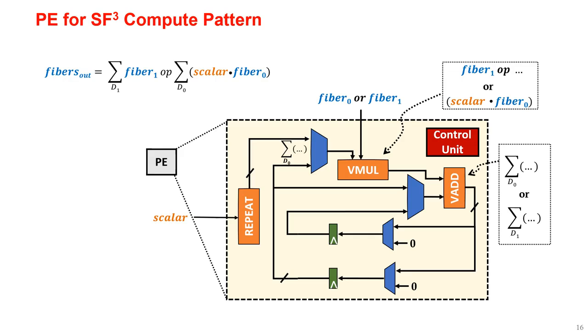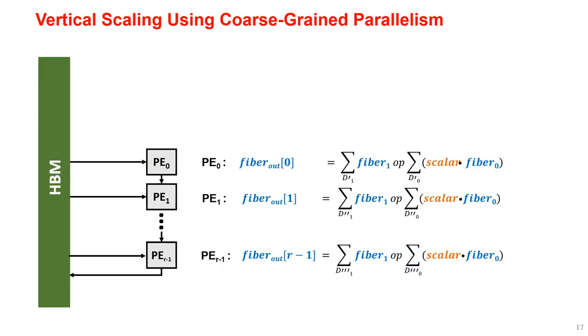Here, the non-zero scalar values from the sparse tensor, as in the SF cube compute pattern, are received from the left, and the fiber operands from the dense tensor are received from the top. The operations performed in VV-mul and VV-add units are shown using dotted arrows. We now observe that there is a coarse-grained parallelism in the SF cube compute pattern, where different output fibers can be computed in parallel. Thus, we scale the PEs vertically, where different PEs are responsible for computing different output fibers.